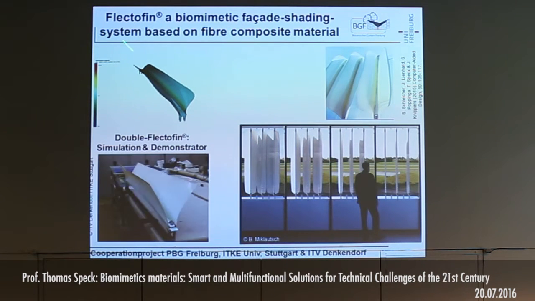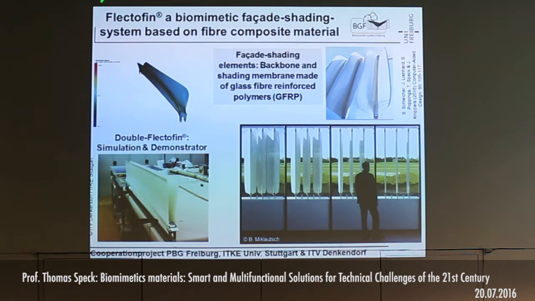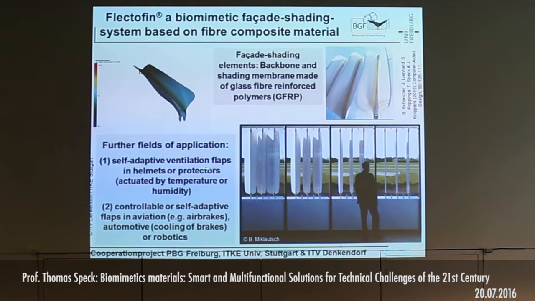We make a double Flectofin where one backbone actuates two of the flaps, and at the moment we build the backbone out of layers of fiber reinforced materials with different thermal expansion coefficients, so it may open automatically if the temperature increases, for example, over 35 degrees. All of this, the backbone and the shading membrane, is made in one go, in one process, by glass fiber reinforced polymers, and it not only can be used in architecture, it can also be used as ventilation flaps in helmets or protectors, which are self-actuated by temperature or humidity.